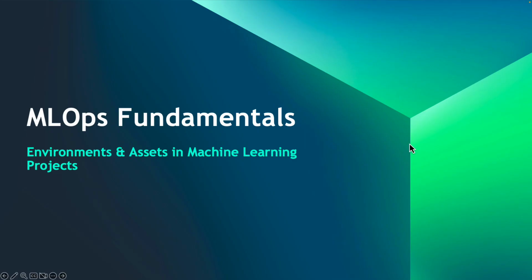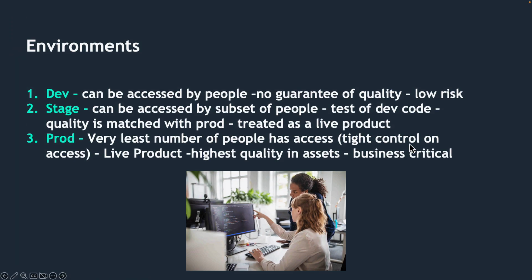When we talk about the environments, commonly while working with any machine learning project, the three commonly seen environments are dev, stage, and prod. Dev is nothing but the development environment. Stage is nothing but the UAT or staging environment. It depends on the company or process how they want to call it. And prod is the production environment.